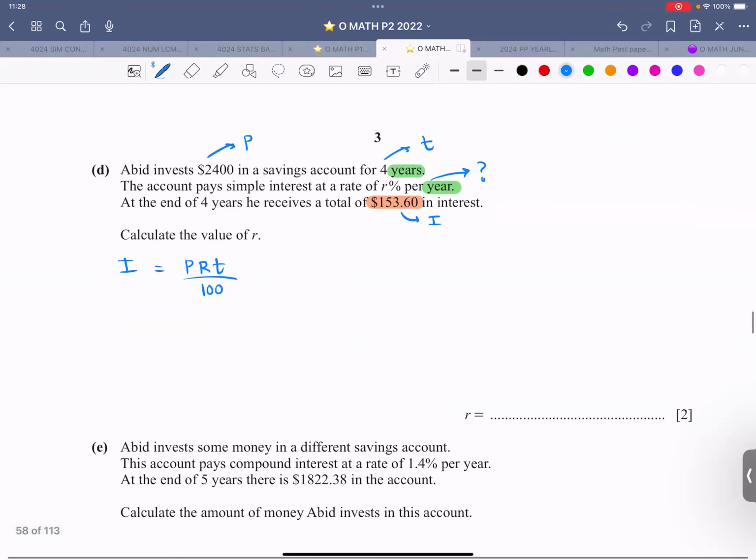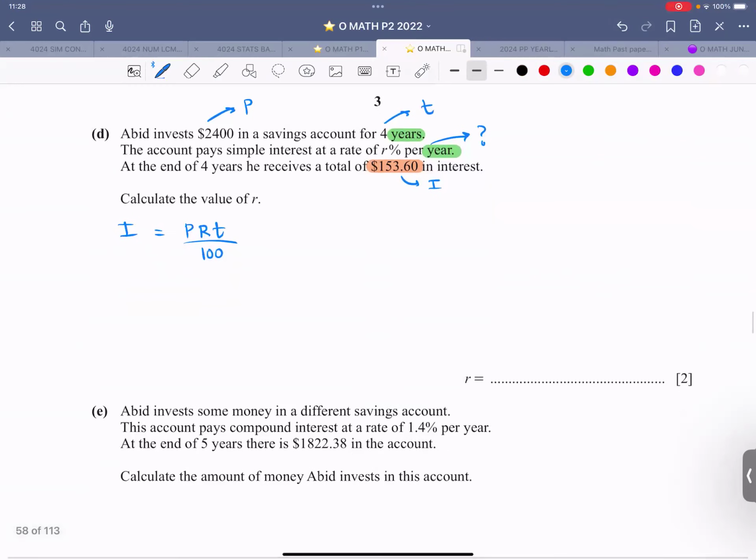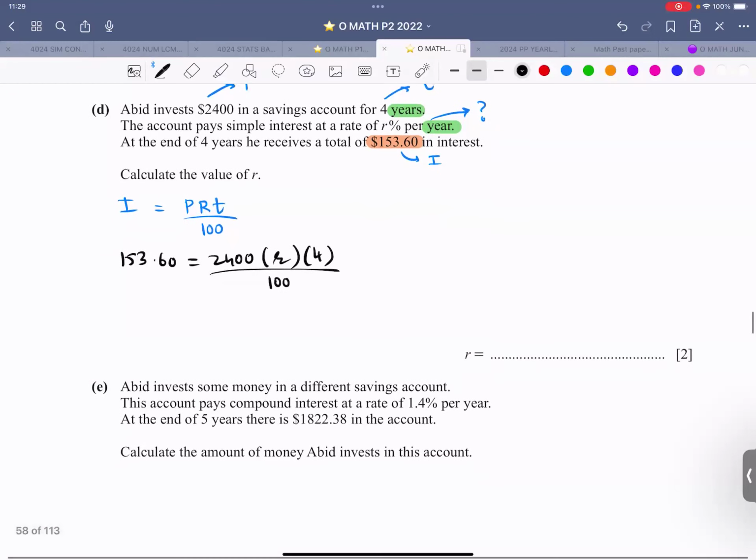Now everything is given, just make R the subject. So let me write 153.60, P is 2400, R is R, T is 4, divided by 100. So 15360, I have multiplied these two, divided by 2400 into 4 is R. Therefore, the value of R comes out to be 1.6.